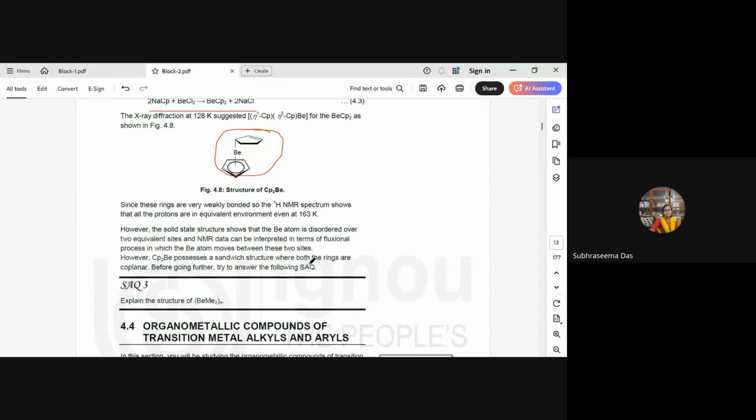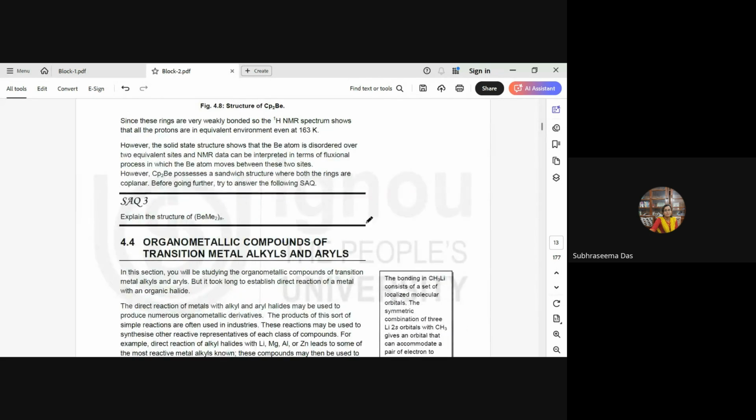Now these rings are very weakly held together, and that is why the proton NMR shows that all protons are present in an equivalent environment. So here BeCp2 possesses a sandwich structure, and this has also been confirmed from NMR spectroscopy.